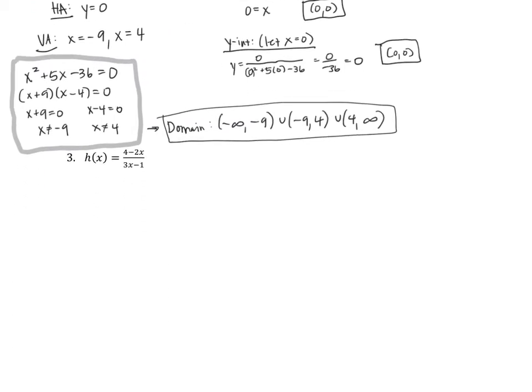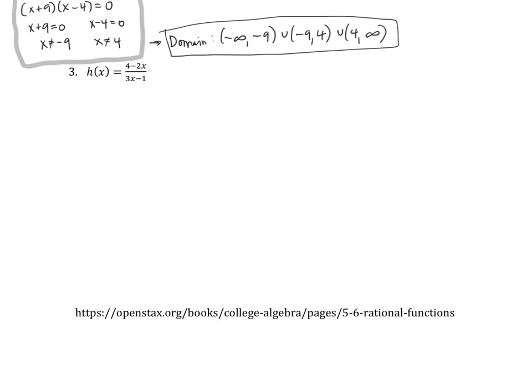So the next problem, number 3, we're going to do the same thing. So the first thing we want to do is look for the horizontal asymptote. So the horizontal asymptote, I'm looking at the degree. So the degree of the top is 1, the degree of the bottom is 1. So since they match, I'm going to have to divide the coefficients. So the coefficients are 2, -2, and 3. So that means the horizontal asymptote is going to be y equals -2/3.